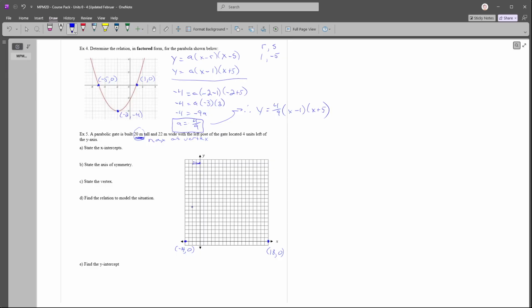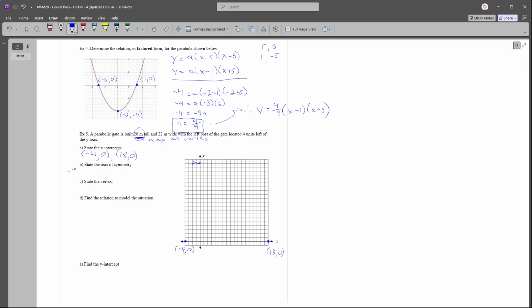Now where that is, well, we've got to find the midpoint, right? So state the x-intercepts. Well, that's clear. We can see that the x-intercepts are going to be (-4, 0) as well as (18, 0). State the axis of symmetry. We've got to find the midpoint.